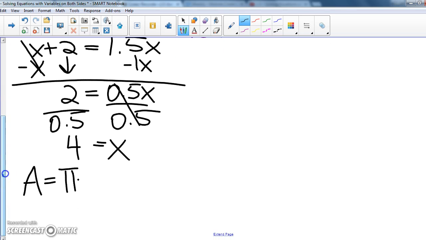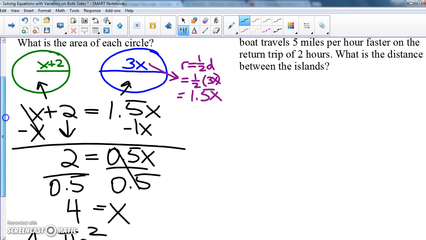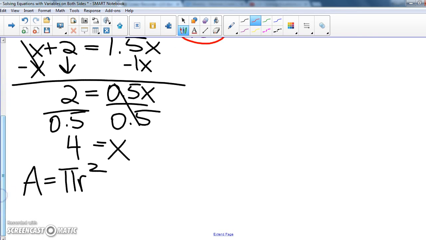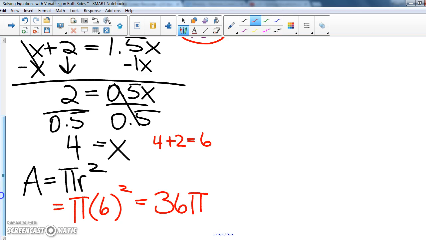Area is pi r squared. I need to find the radius. Let me jump back up here. I said the radius is either x plus 2 or 1.5x. I'm going to use the x plus 2. So if I put this into x plus 2, I get 6, which means the area of the circle is 6 squared times pi, or 36 pi.